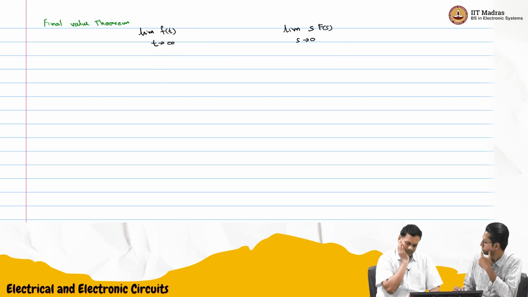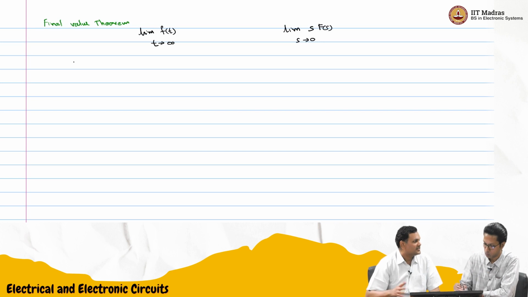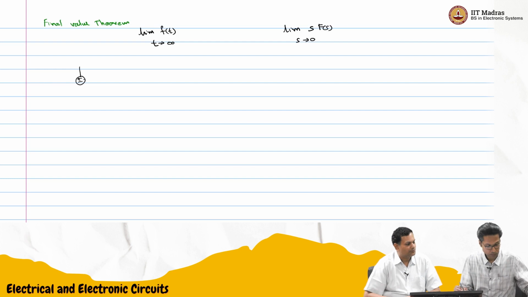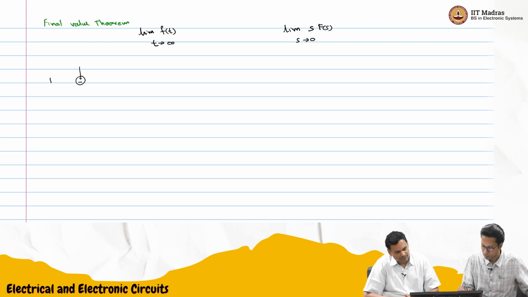What shall we do? Let's take the value of the resistor as 1 ohm, capacitor as 1 farad, and let's say the input is u of t, or 10 u of t, for example. One ohm and 1 farad. Really large capacitor.